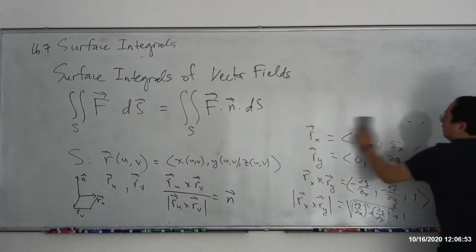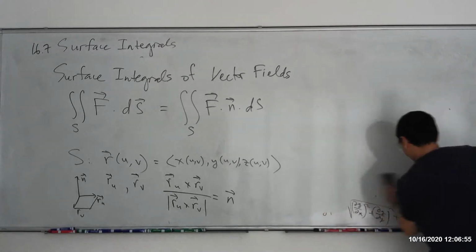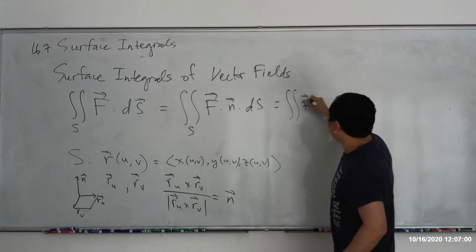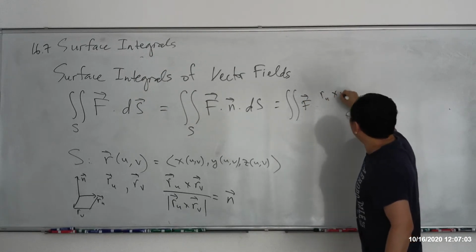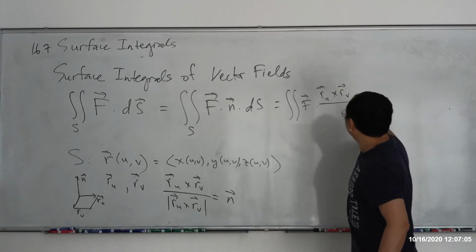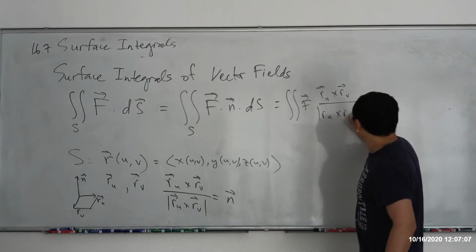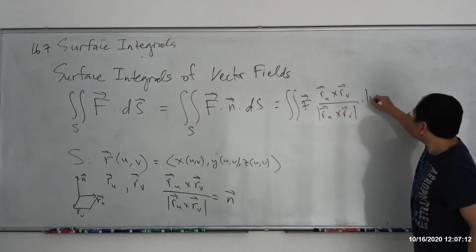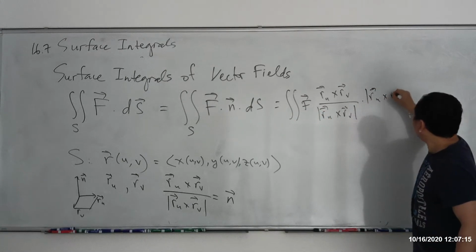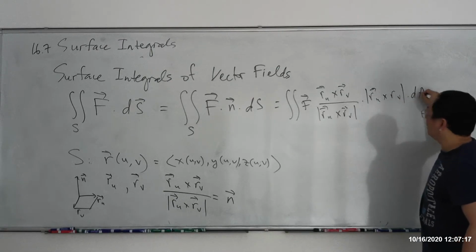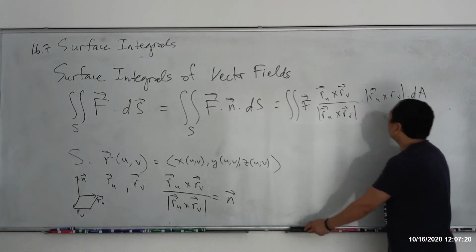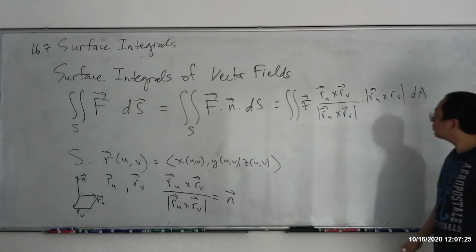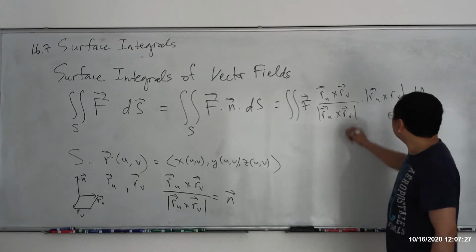So, knowing this, here is my vector F. N is Ru cross Rv divided by the magnitude of Ru cross Rv. And you know that dS is what? It is the magnitude of Ru cross Rv times dA. We learned that before, right? The little area on the surface is the little area of a parallelogram. Okay, so this can be simplified.